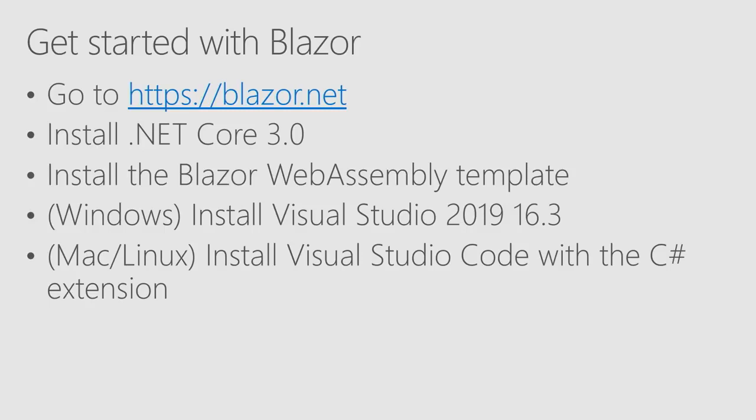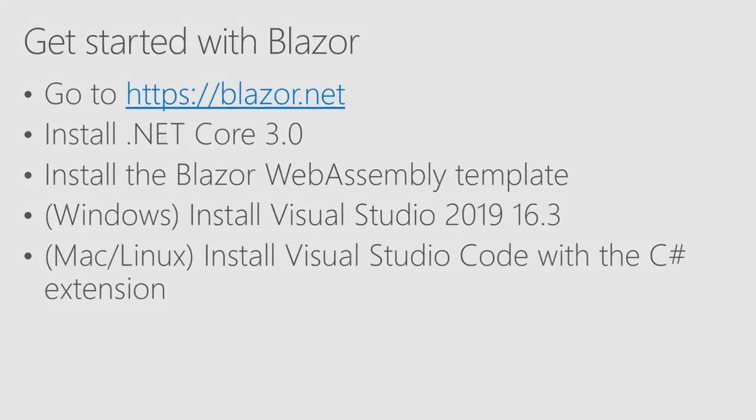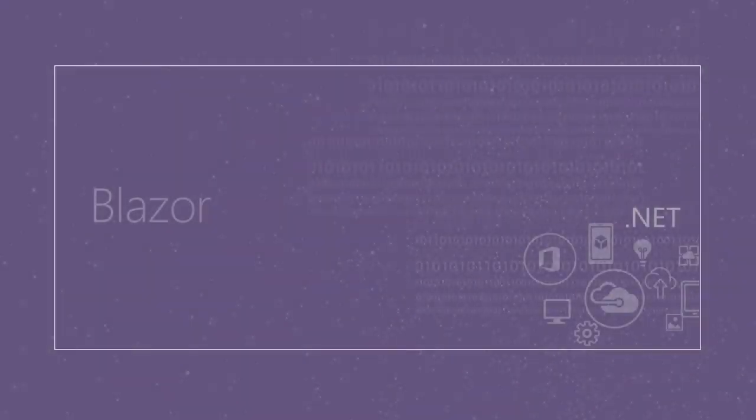If you're on Windows using Visual Studio, make sure you get Visual Studio 2019 16.3, which is available today as well. If you're a Mac or Linux user, you can use Visual Studio Code to do Blazor development using the C# extension. And we are working on Visual Studio for Mac support for Blazor as well, and it should be coming soon. All right, let's take a look at Blazor.